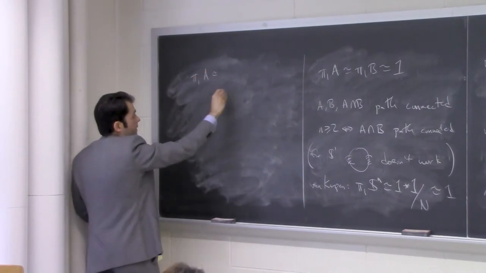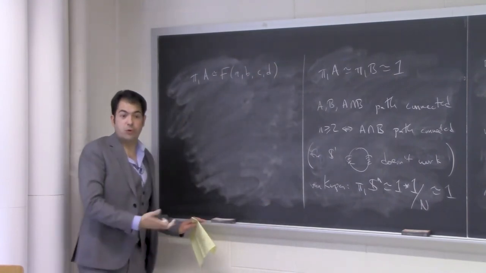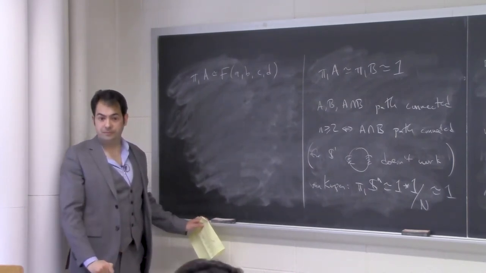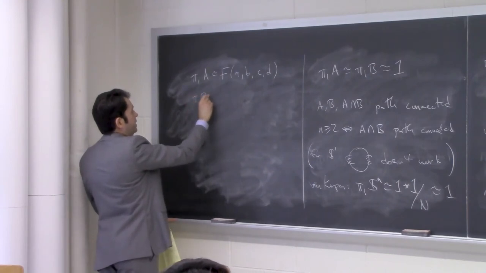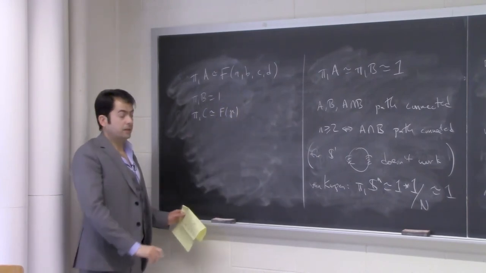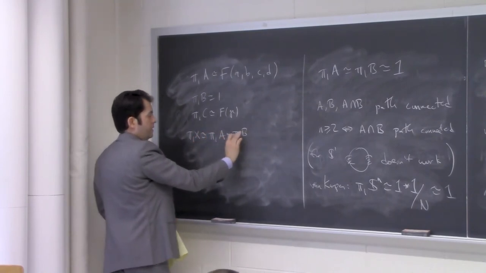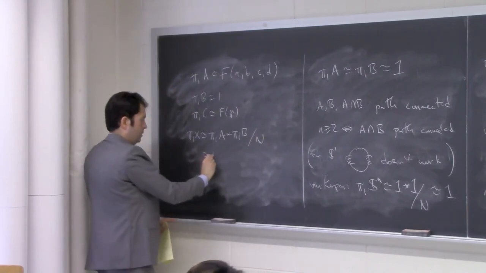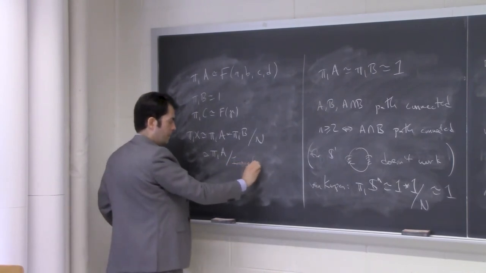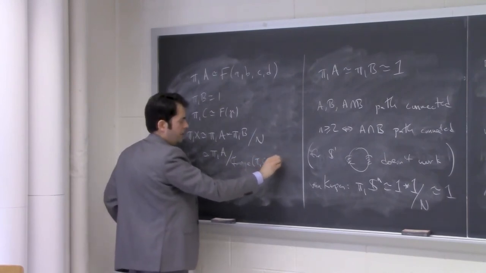So pi 1 of A, by the same reasoning, is going to be the free group on A, B, C, D. Right? So if you have a bouquet of circles, the fundamental group is just a free group with one generator per loop. Pi 1 of B is trivial. Pi 1 of C is the free group generated by gamma. Right? Pi 1 of X is, well, by Van Kampen, pi 1 of A times pi 1 of B divided by N. But because B is trivial, this is pi 1 of A divided by the normal subgroup generated by the image of pi 1 of C in pi 1 of A.